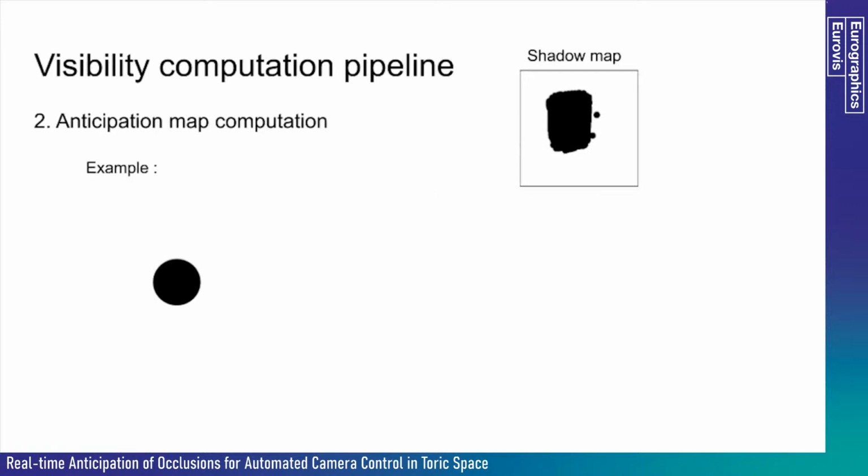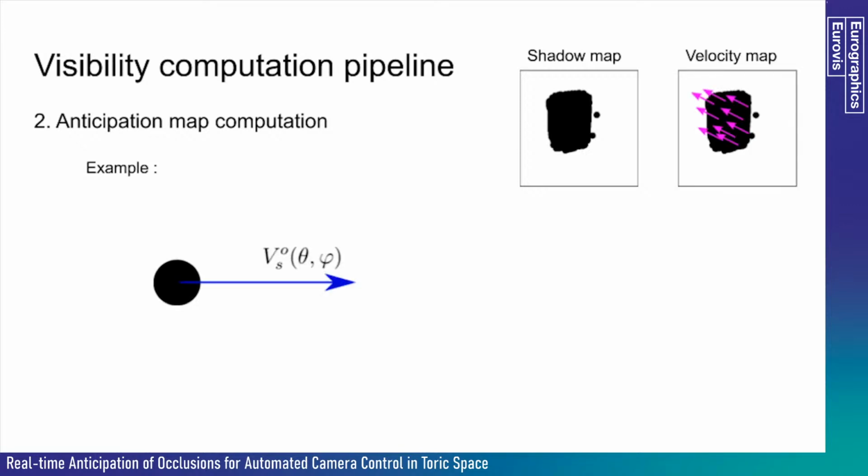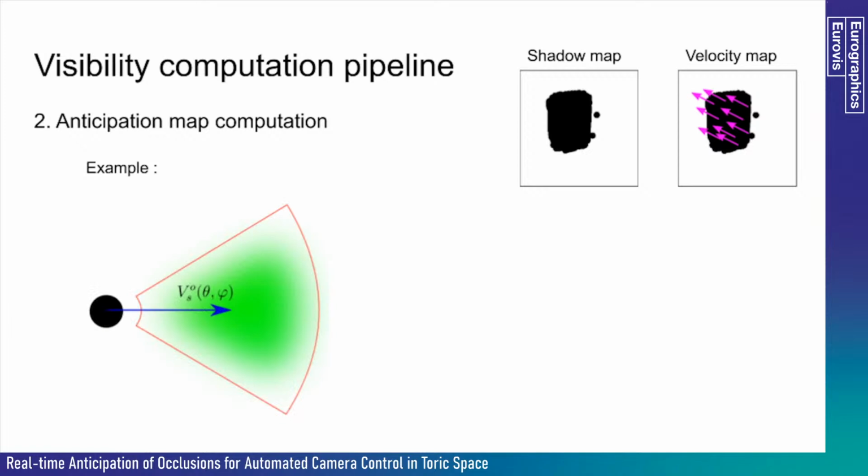To illustrate how we compute the anticipation map, let's take an example. Here, the black circle represents the projected occluders on the toric surface. If we take any pixel of these occluders on the shadow map, we can have its corresponding velocity on the velocity map. Considering that the occluders follow a physically plausible trajectory, we can define an area that defines the most probable place for the pixel to be the next frame, taking into account both linear and angular speed. The further we are from the center of the area, the less likely it is for the pixel to be there, and whenever we are out of the area, the probability falls to 0.